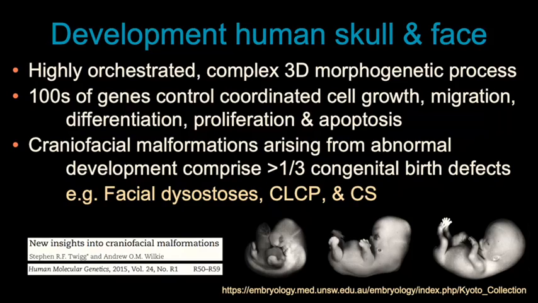The development of the human skull and face is a highly orchestrated, complex, 3-dimensional morphogenetic process that involves hundreds of genes that control coordinated cell growth, migration, differentiation, proliferation, and apoptosis. Craniofacial malformations arising from abnormal development comprise over 1/3 of congenital birth defects.